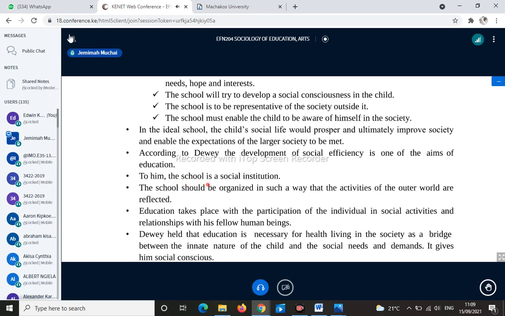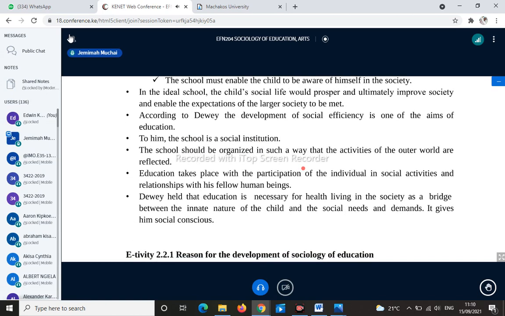To him, the school is a social institution. That means that it is an institution that belongs to the society, that helps the society.